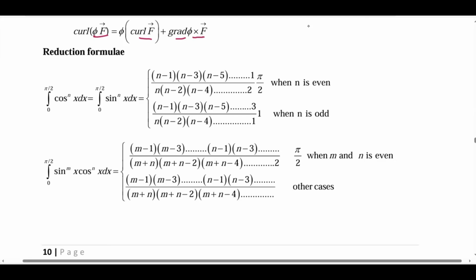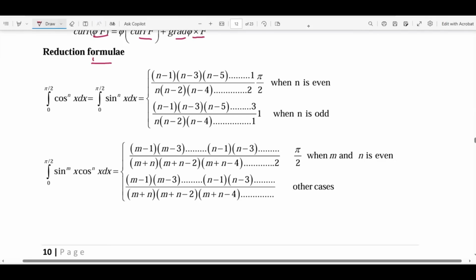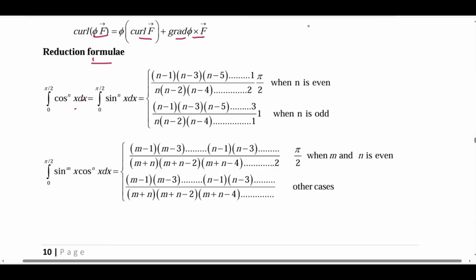Reduction formulas. You have the integral from 0 to pi by 2 of cos to the n x dx equals the integral from 0 to pi by 2 of sin to the n x dx, which will be (n minus 1)(n minus 3)(n minus 5) divided by n(n minus 2)(n minus 4), when n is even, times pi by 2. When n is odd you get (n minus 1)(n minus 3) and so on, till up to 2, divided by n(n minus 2), up to 3.